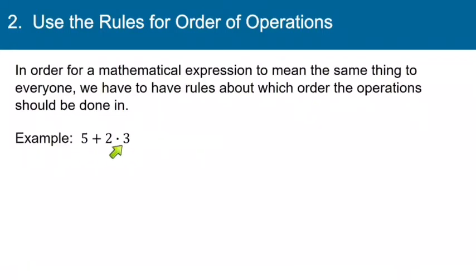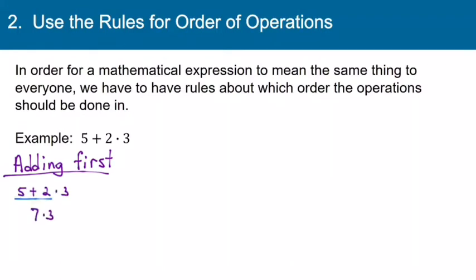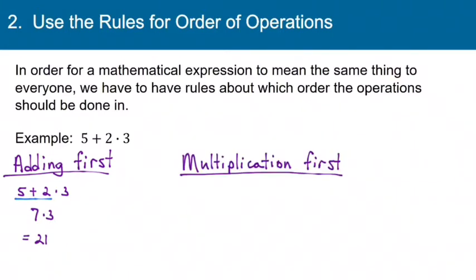For example, take a very simple expression like this one, 5 plus 2 times 3. One person might look at this and say, oh, well, I think we should do the addition first because it comes first in order from left to right. So they might say 5 plus 2 comes first, and then 5 plus 2 is 7, and then 7 times 3 is 21. And another person might come along and say, no, I think we ought to do multiplication first because it's more important. Well, then that person would do 2 times 3 first, and 5 plus 2 times 3 would become 5 plus 6, which is 11.